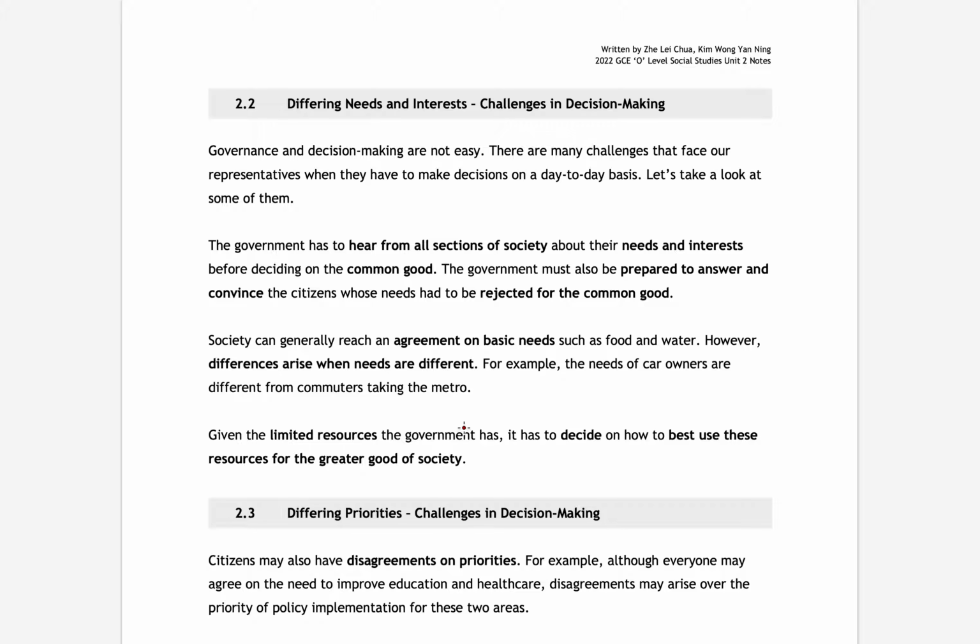All right, challenges in decision making. In this part we're going to talk about the challenges when it comes to making decisions in a representative democracy. So Singapore, okay? Representative democracy. So republic.